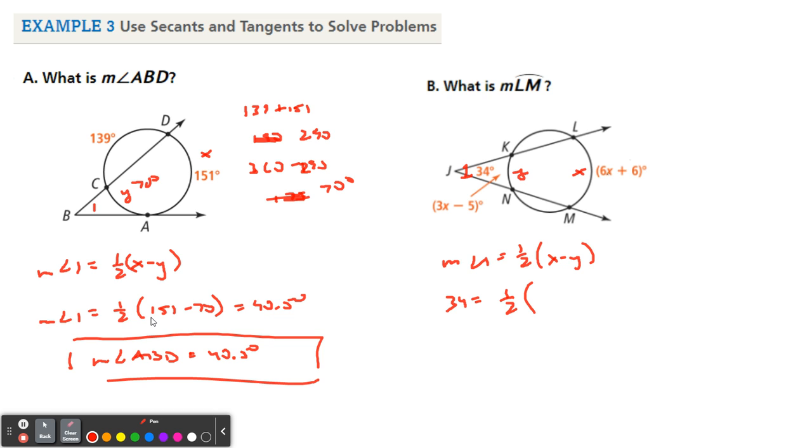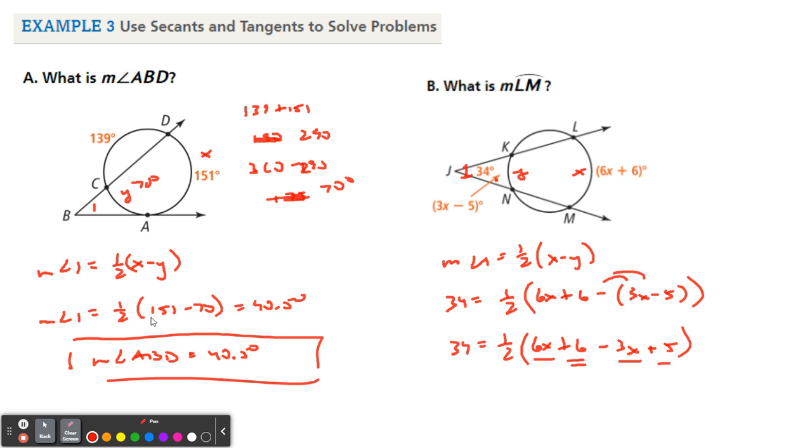Watch very carefully. This binomial I can put just as it's by itself, 6x plus 6. But then when I subtract this binomial, I got to put it in its own parentheses, 3x minus 5, because that minus sign needs to be distributed. So be very, very, very careful here. This has to be distributed. So we have 34 equals 1/2. So we have 6x plus 6 minus 3x plus 5.